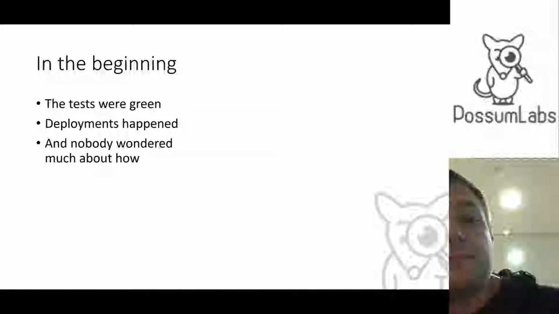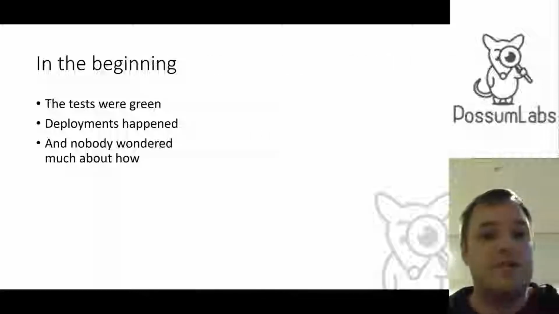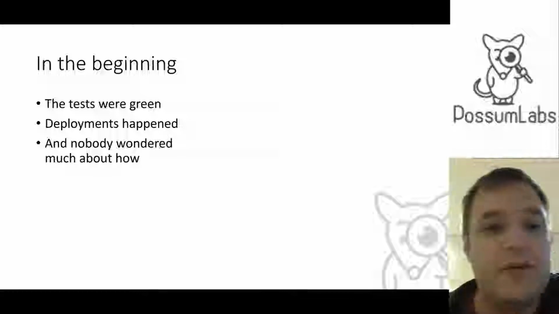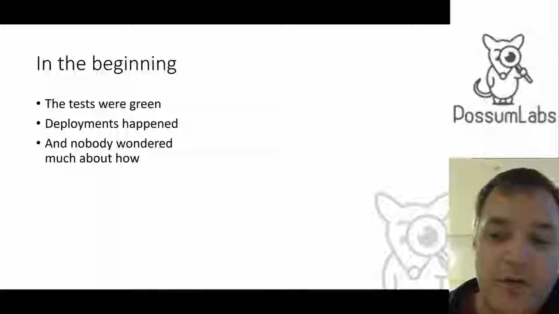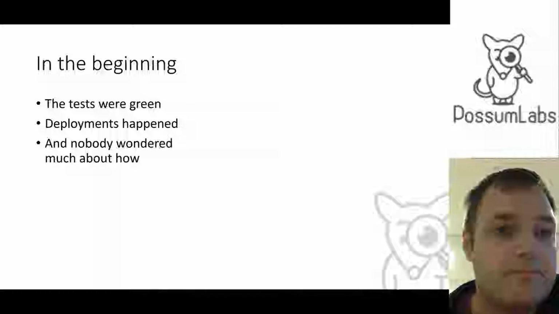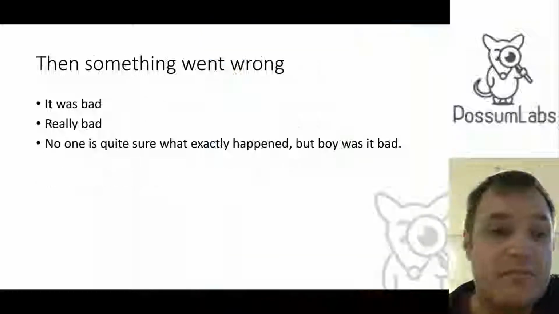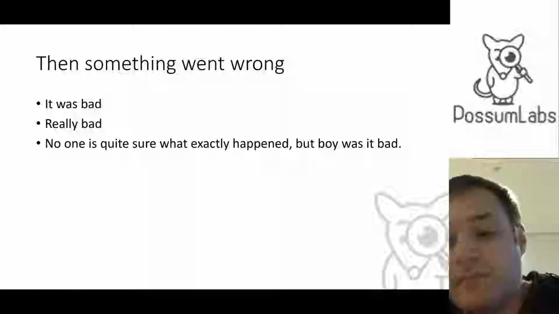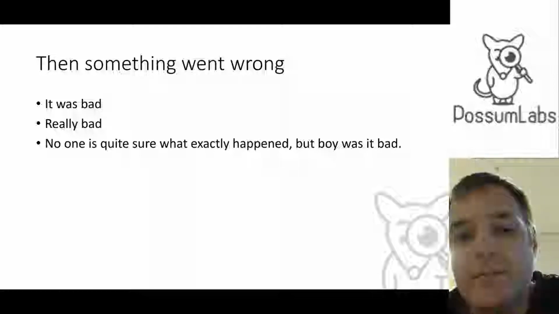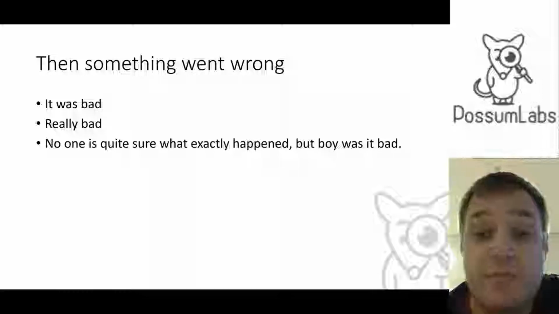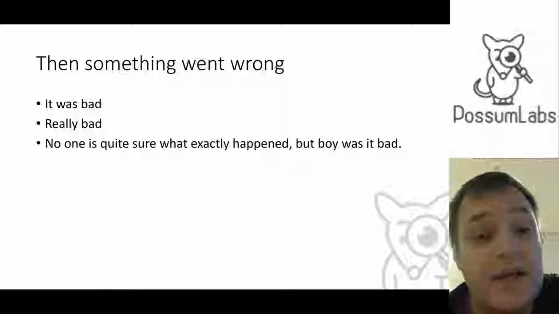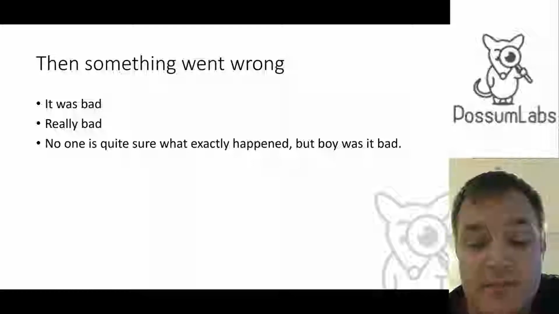So in the beginning, the tests are green, deployments happen, and nobody really wonders about what's going on. This is a number of years ago at our fictional company. It was like magic, right? Stuff just happened. And then something went wrong. What actually went wrong doesn't really matter. What's important is that it was bad. And because it was so bad, people decided that things had to change.